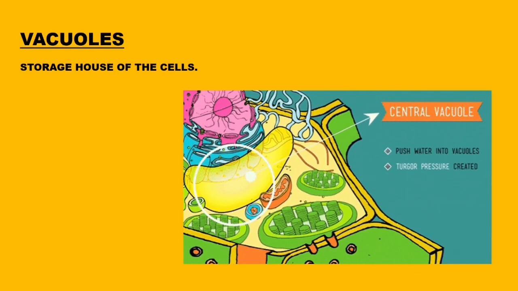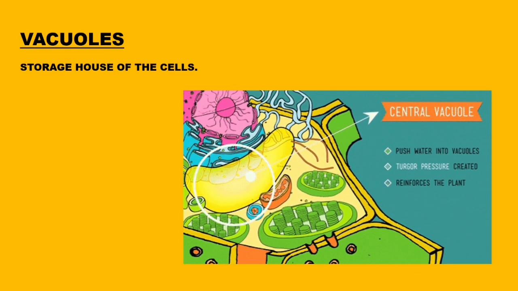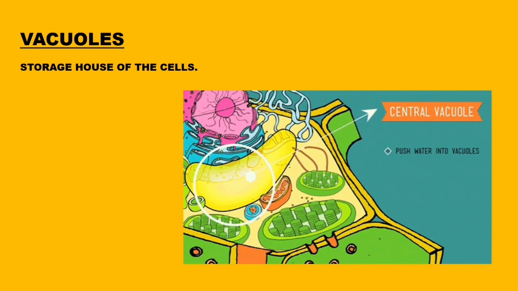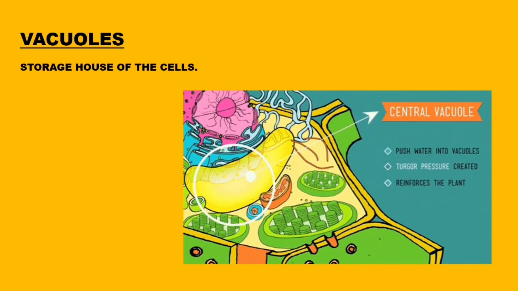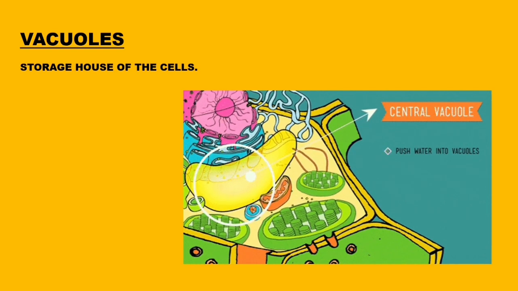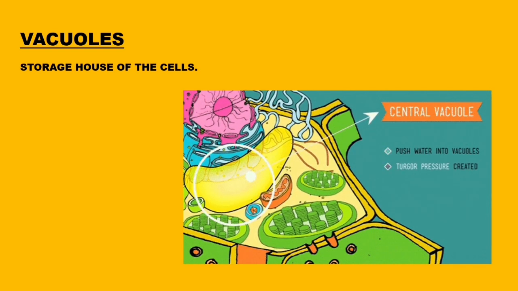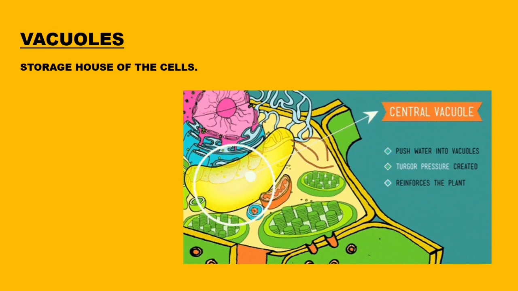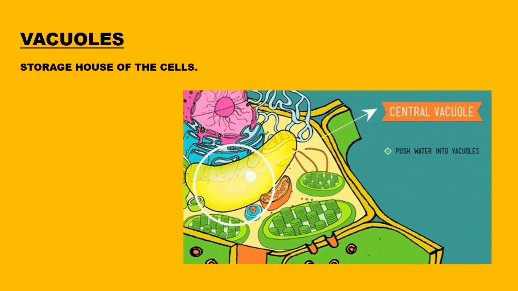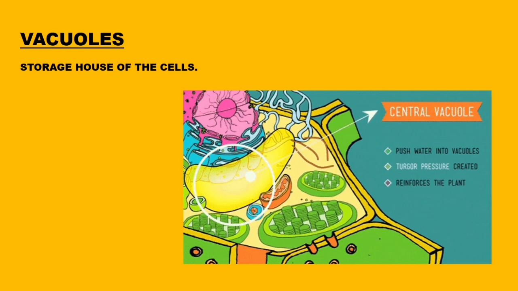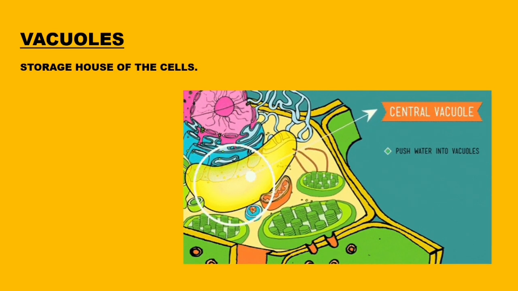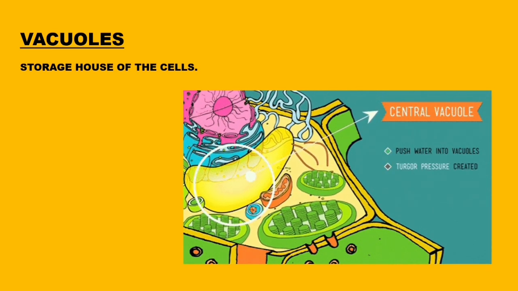Vacuoles. These are surrounded by a single unit membrane called tonoplast and filled with a liquid substance. A single large vacuole is present in plants, while in animals it is absent or very small in size. It is known as the storage house of the cell, in which minerals, that is salt, sugar, organic acid, oxygen, and carbon dioxide are present.